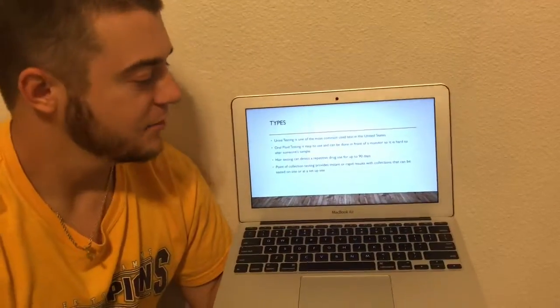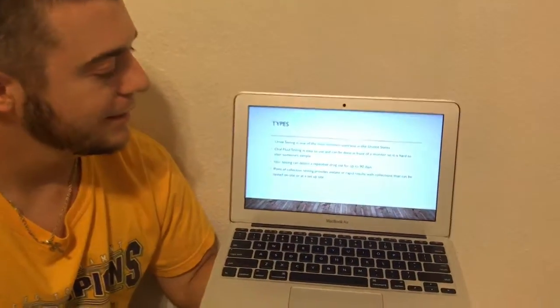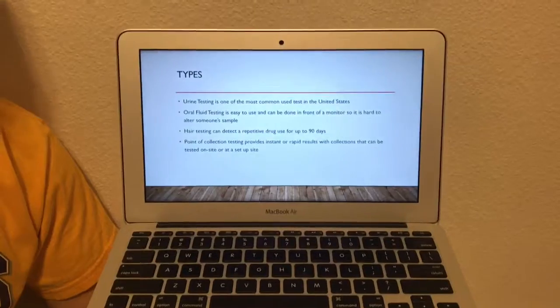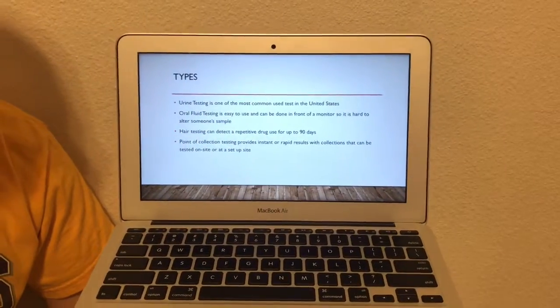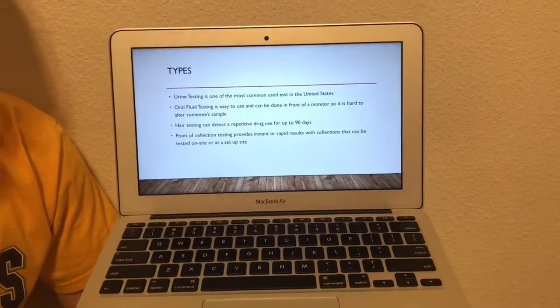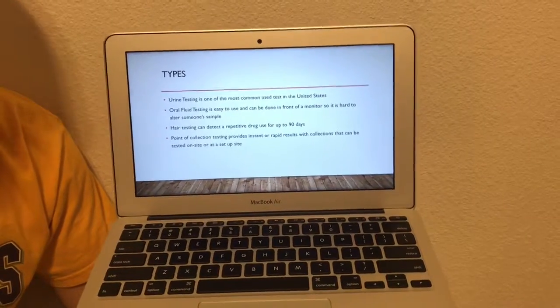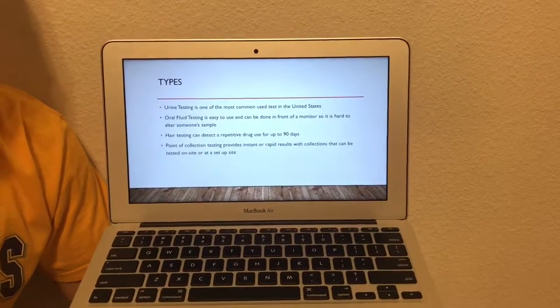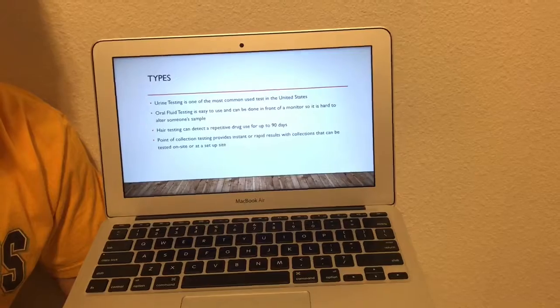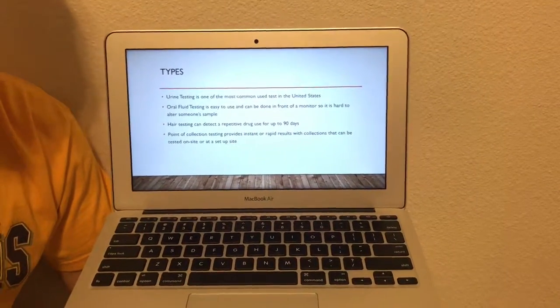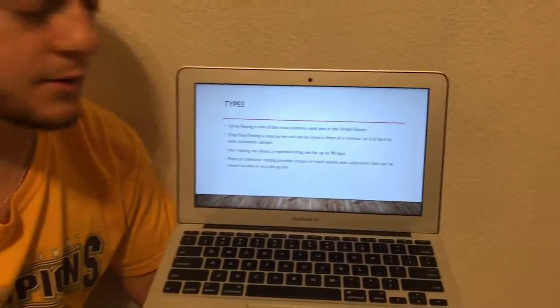There are 4 main types of drug testing they use, and the first test and the most common one is urine testing. It's most common just because it's easy to get results back quickly. If you're trying to have somebody drug test before you hire them, you want the results quick so the hiring process does not take very long.